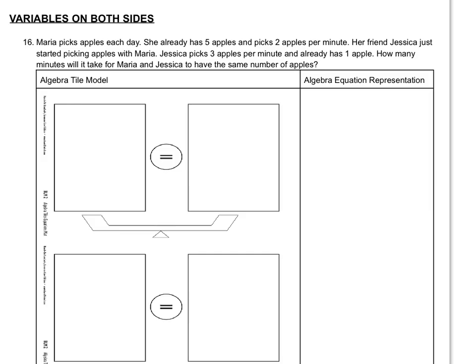Again, start with what you know. What are we trying to do? Well, we want to find out when Maria and Jessica are the same. We see that Maria has 5 apples and picks 2 apples per minute. Which of those is the slope and which of those is the y-intercept? The 5 and the 2, which one's slope, y-intercept? The 2 apples per minute is called our slope. And the has 5 apples part is our y-intercept, which you'll see abbreviated as y-int. So that's Maria.